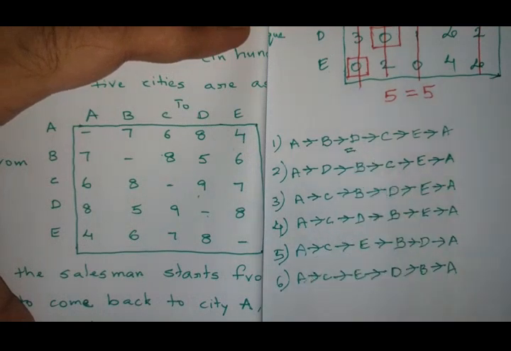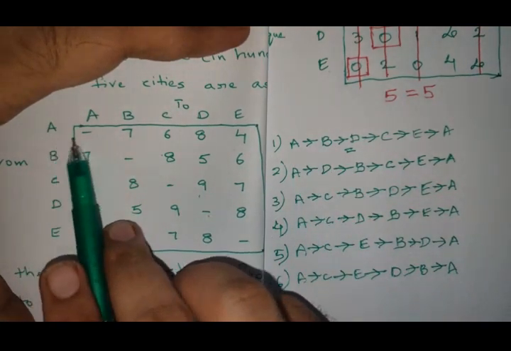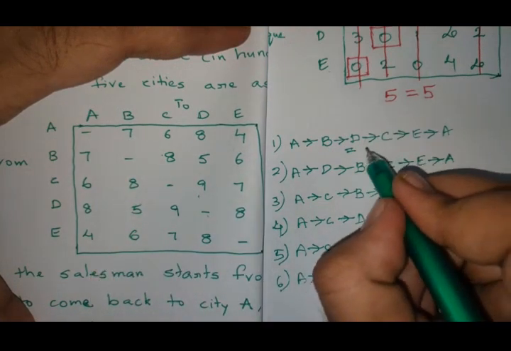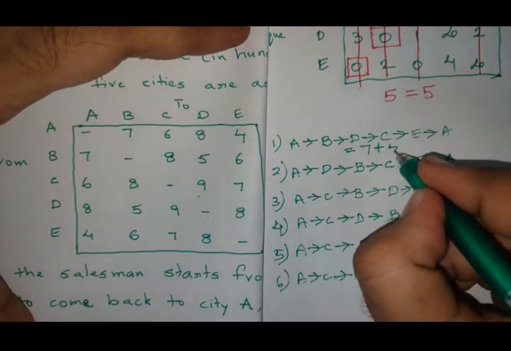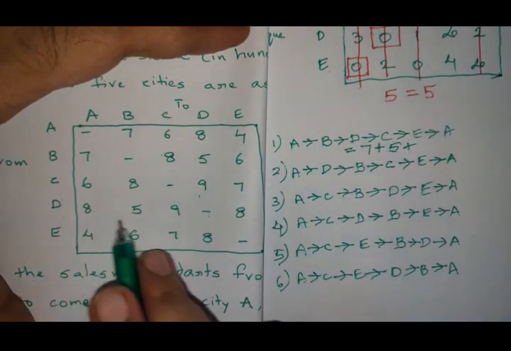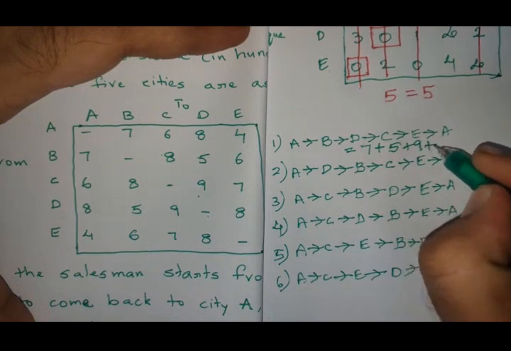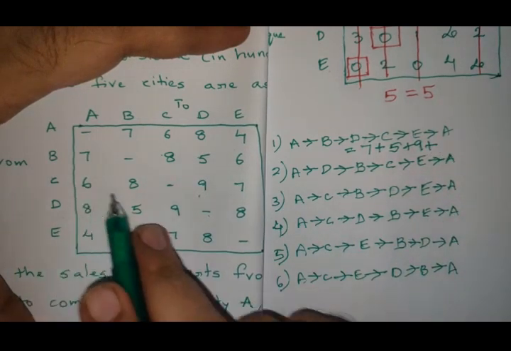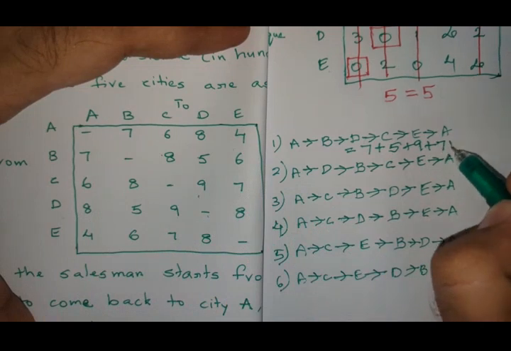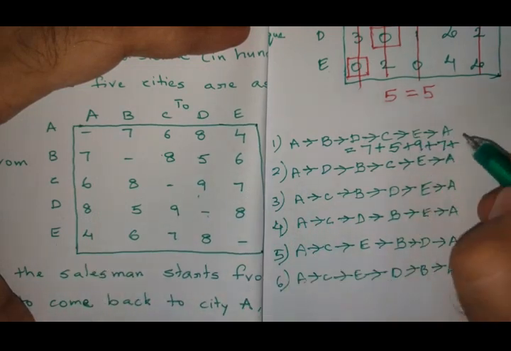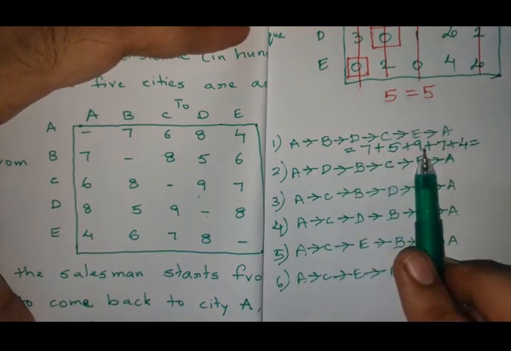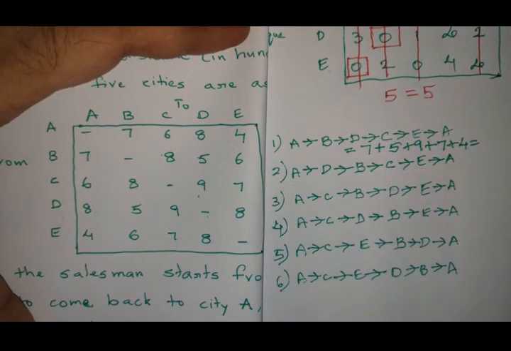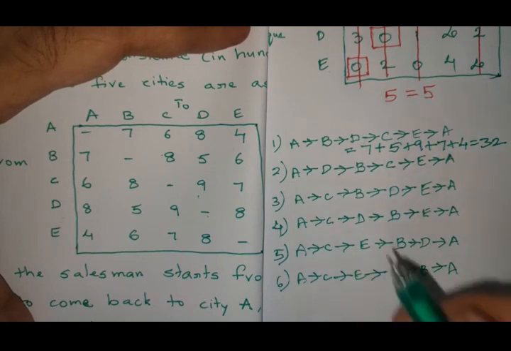Here I am writing A to B. A to B, the distance is 7 plus B to D 5, D to C 9, C to E 7, E to A 4. What is the total value? 7 plus 5 plus 9 plus 7 plus 4. 3200 miles.